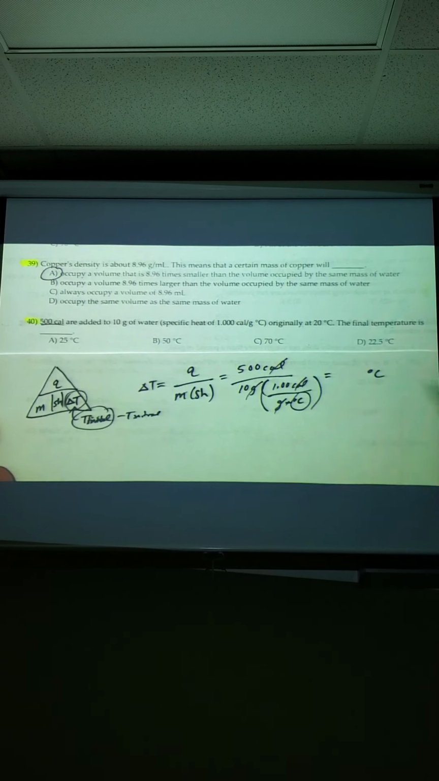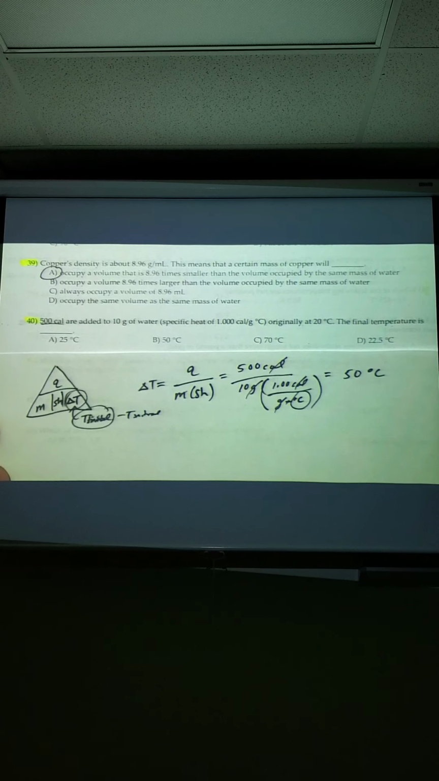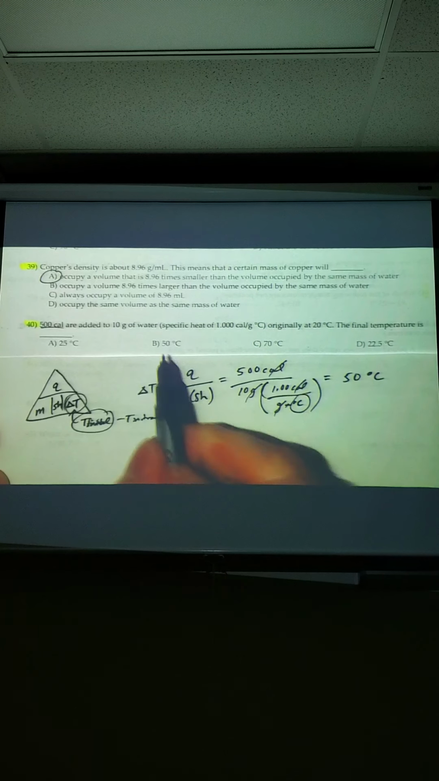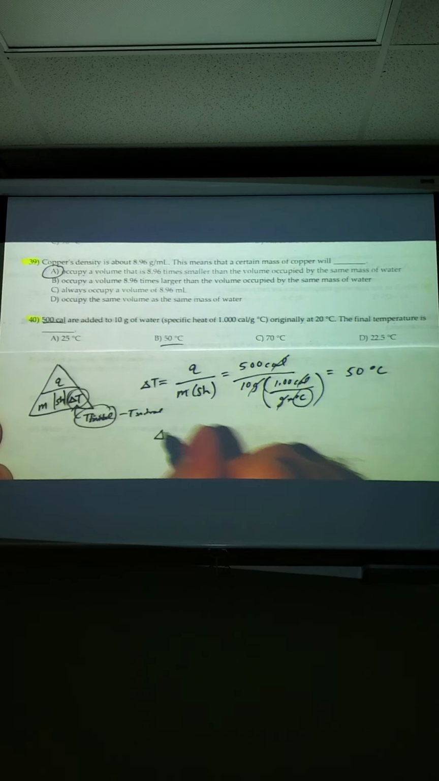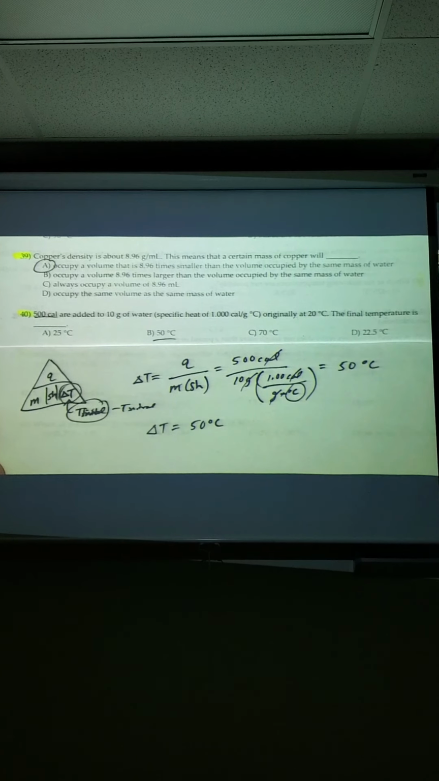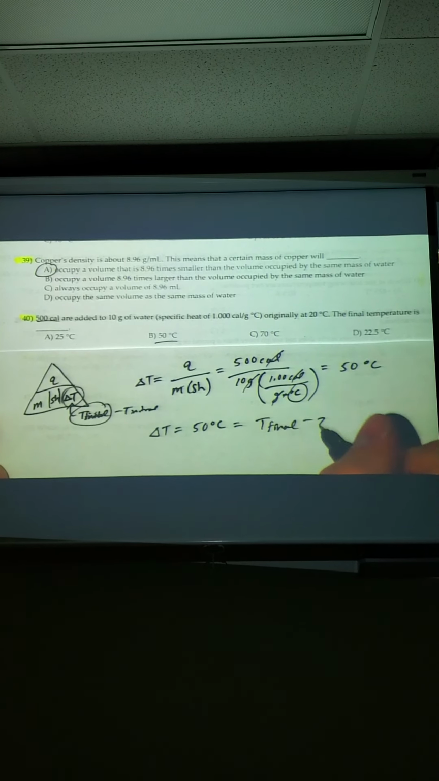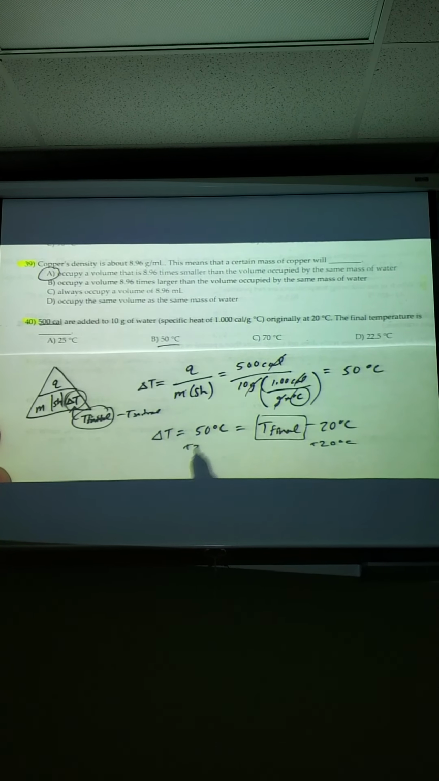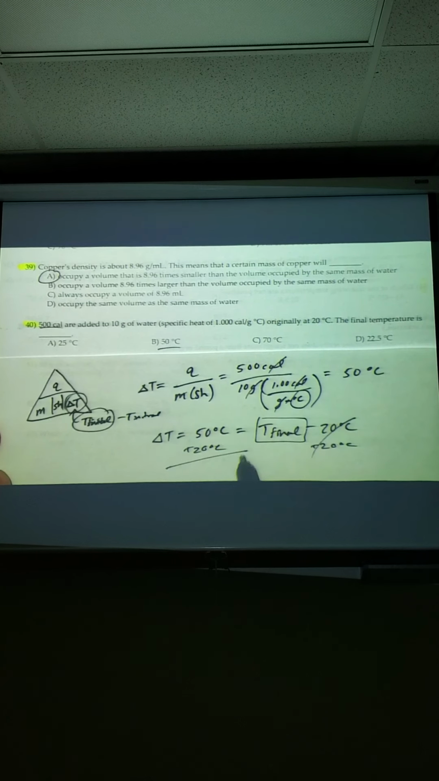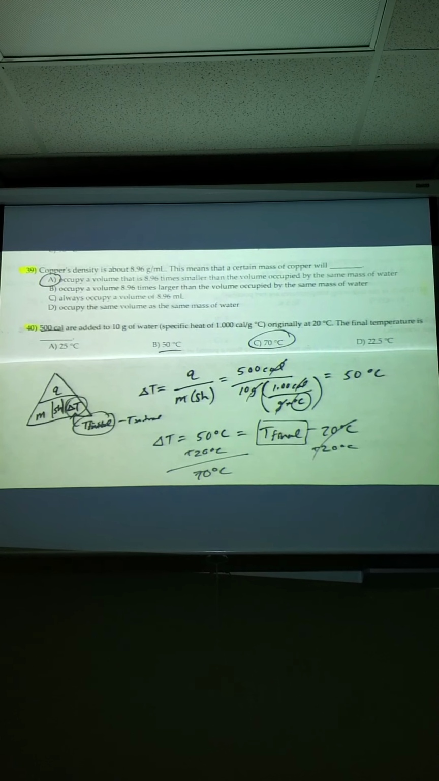So degrees Celsius is what we're after. 500 divided by 10 is really just 50. Didn't even need a calculator for that one. Don't get excited, that is a choice, but that is temperature change, not temperature final. So if temperature change is 50 degrees Celsius, that equals temperature final minus temperature initial, which is 20 degrees. We want temperature final. If we add 20 degrees to both sides, those cancel and we get our answer of 70 degrees. Two-step problem, definitely the tougher one of the two.